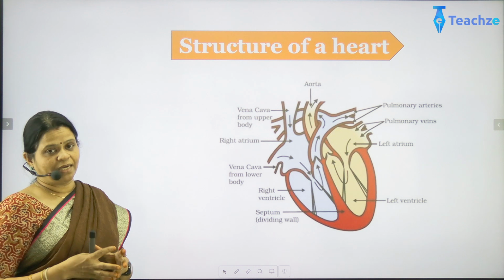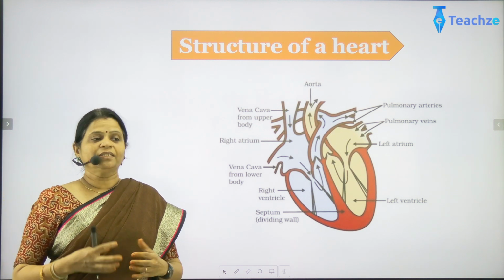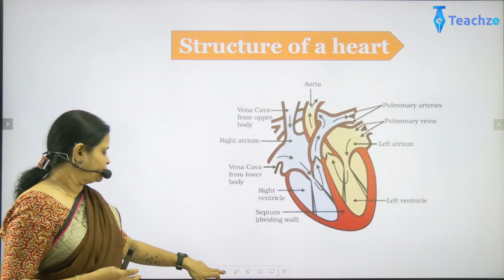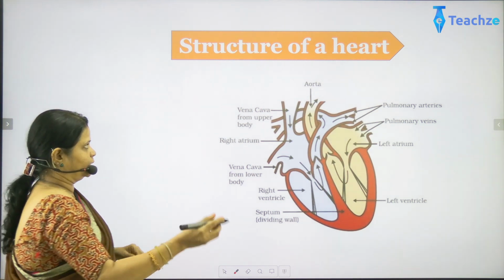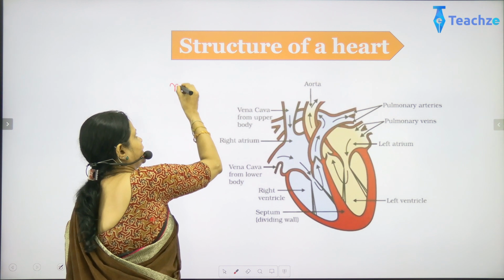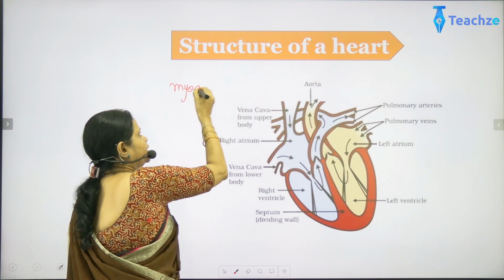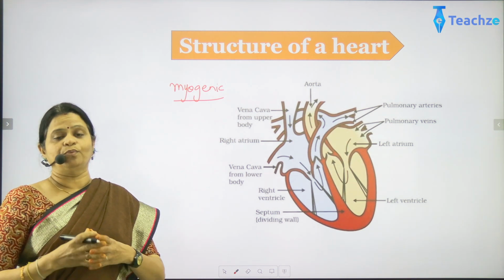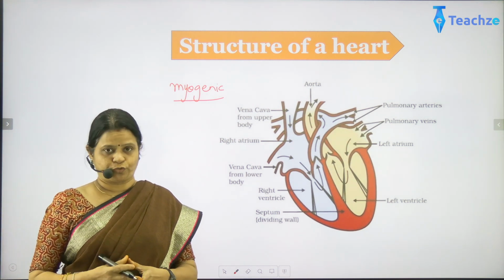Now what exactly is the heart? The heart is a muscular organ. The entire circulation is under the control of muscles, so we give the term a myogenic heart. The first thing we should understand is that the heart is myogenic. That is, the muscles of the heart are the ones which control the circulation.